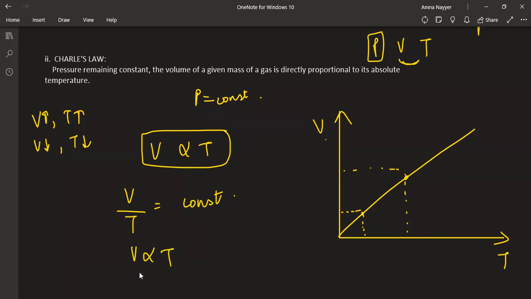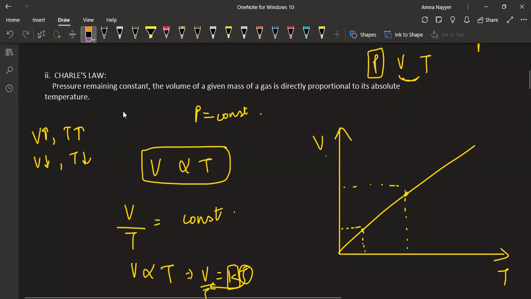It means if you bring this in the denominator, or replace the proportionality sign with a constant, V will be equal to some constant times T. So this T will come here, and V divided by T will be equal to some constant. That is written as V by T is constant. Fine. So the graph will also be a linear graph, directly proportional.